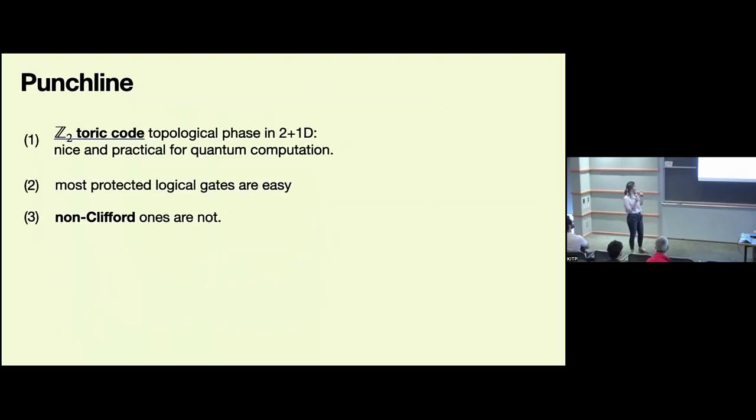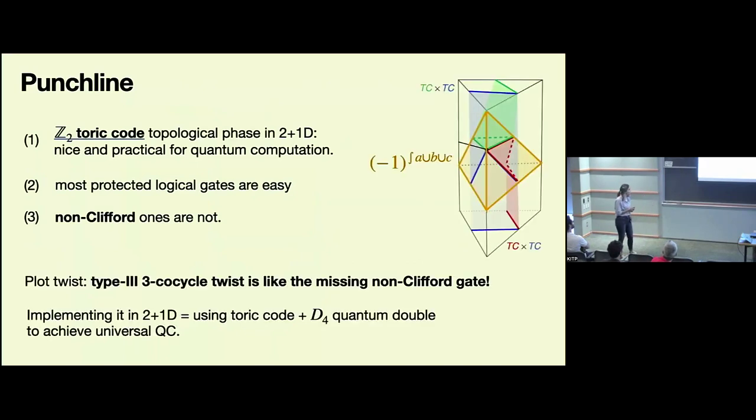The idea is that in quantum info, we like doing quantum computation with Z2 Tori code. And we really like 2 dimensions because it's very practical. And we can do most of the logical gates very easily in a protected way on this kind of platform, apart from one class of them, which are very challenging. And in our work, we make the following observation. We notice that there is a non-trivial topological action in space-time that looks exactly like the missing protected gate.